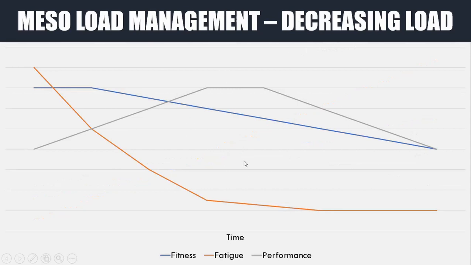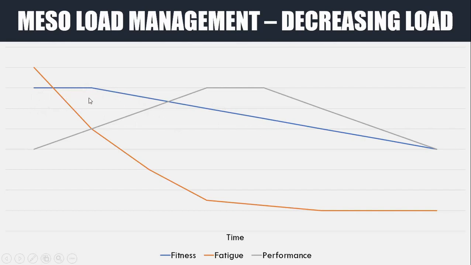So in this graph here, we have the same thing, fitness, fatigue, and performance over time. This time we're going to assume that our training load is decreasing. So since our training load is decreasing, we're probably going to have reductions in fitness levels because we're not doing as much and we don't have that stimulus for adaptation.